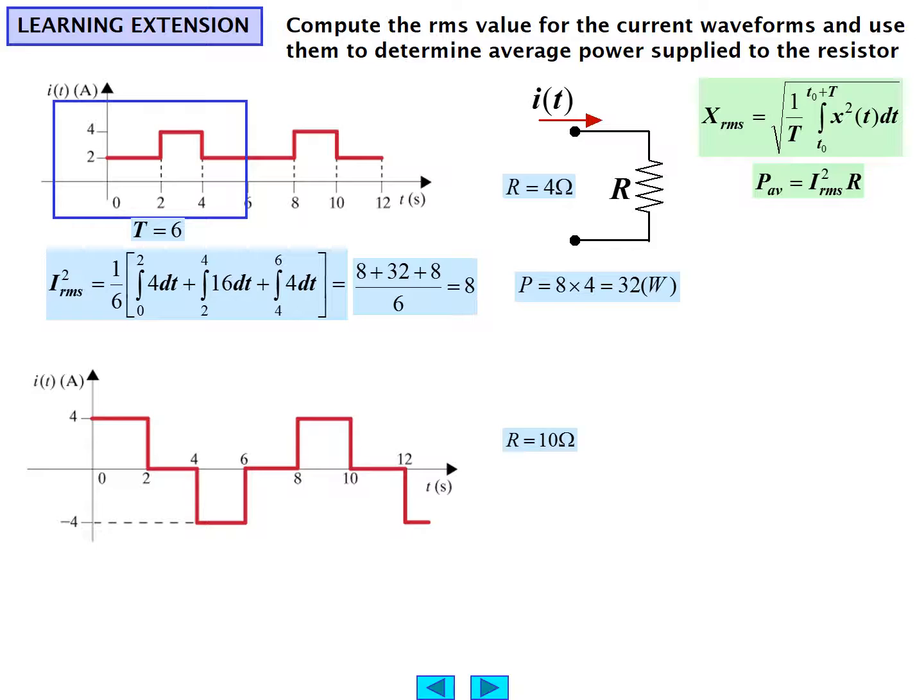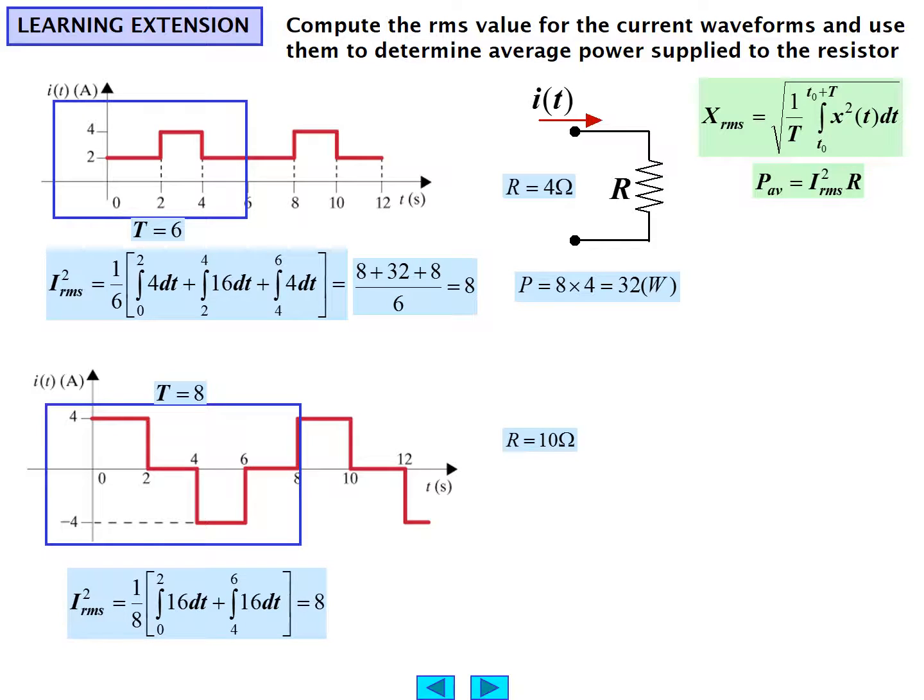Another representation here now, with R equals 10 ohms, following the same concept. We have a period of 8 seconds. In this case, we have zeros, so we can ignore those particular integrals, but please remember that the period is still 8, so we get I_RMS squared is 1/8.